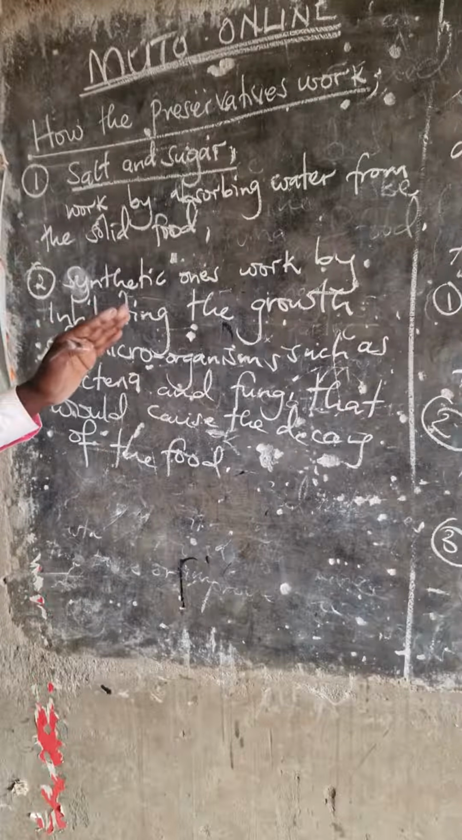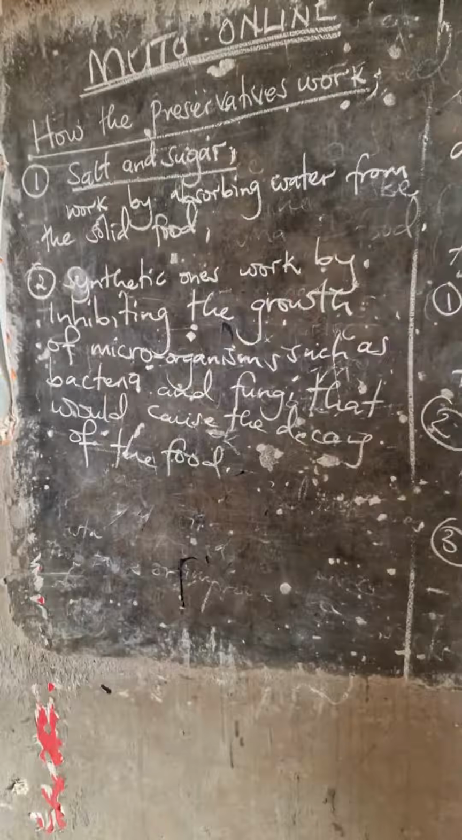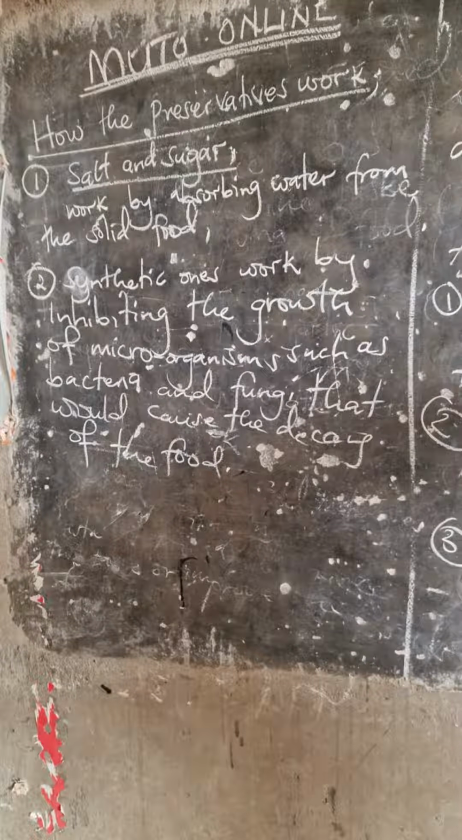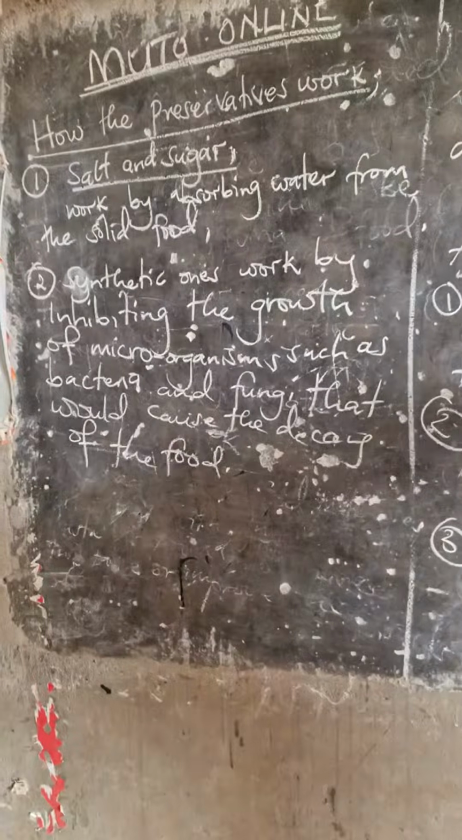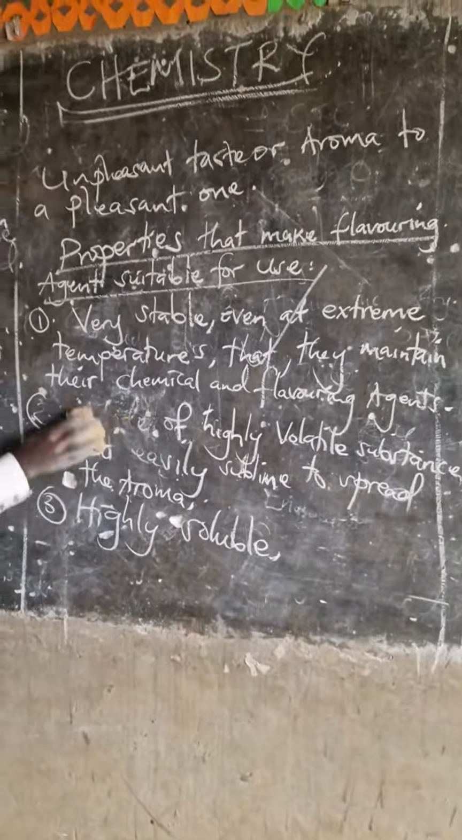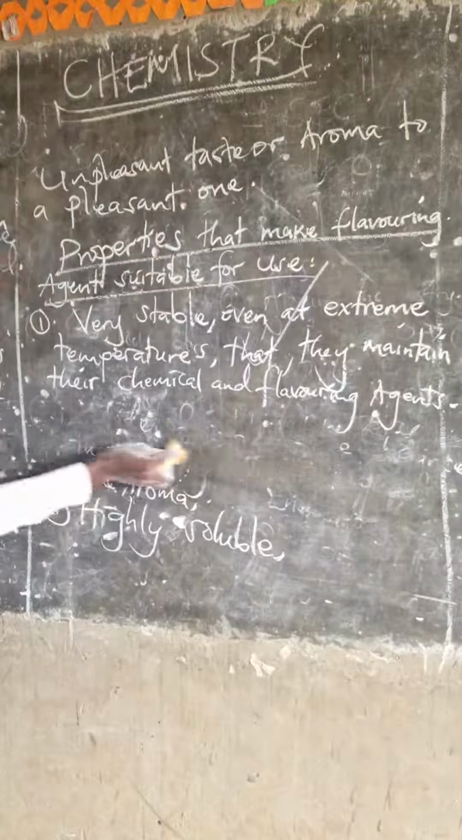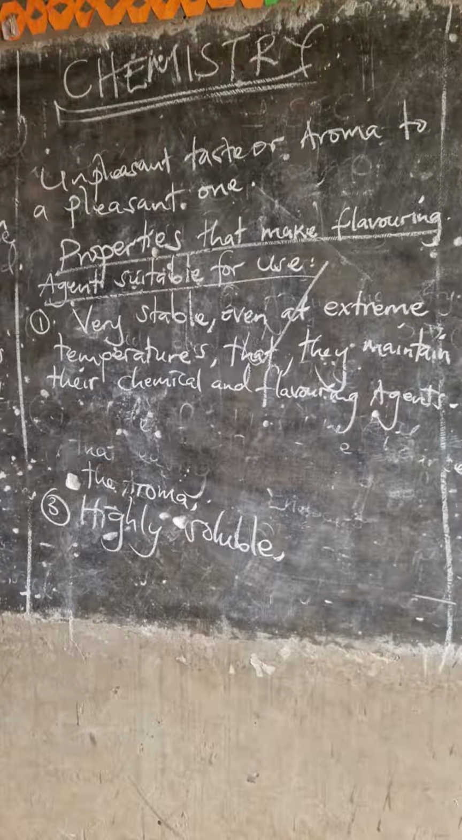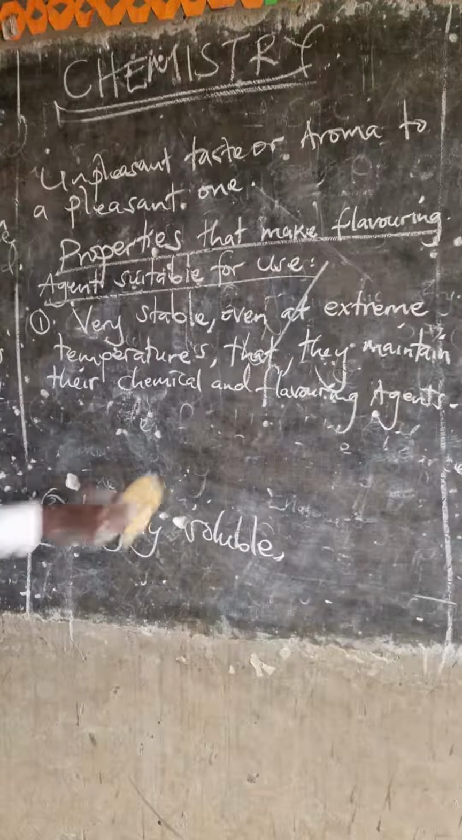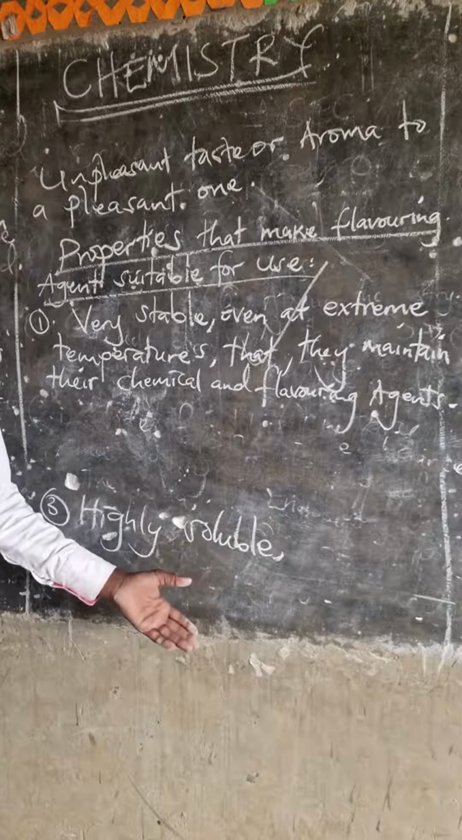The properties that make the preserving agents suitable for use: very stable, and that applies even there. The only one that cannot apply here is this one. But those two others can apply on all food additives. So we can give very stable even at high temperatures and very low temperatures, highly soluble, and many others.